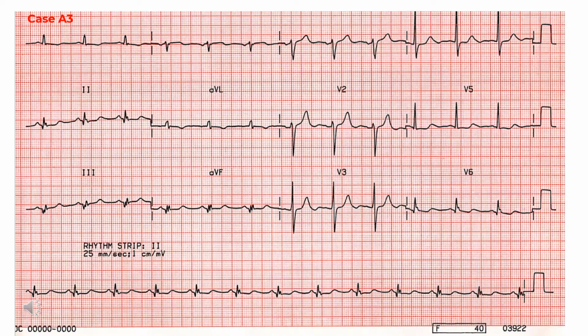Comment. The ECG shows the changes of old inferior infarction. After 10 years, the Q waves remain as evidence of this. The T waves are now upright in the relevant leads.